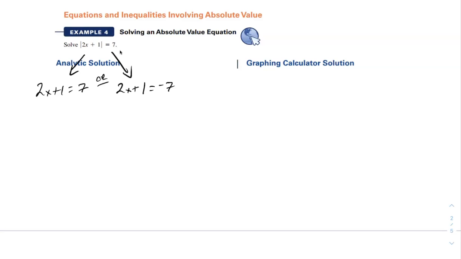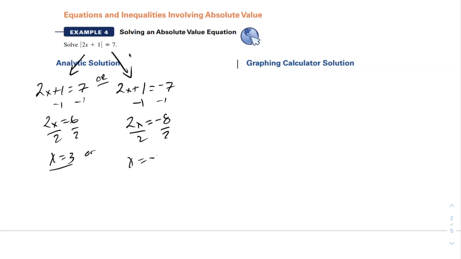So then you just solve each one separately. Subtract 1, 2x equals 6, divide by 2, x equals 3. Or solve this one: subtract 1, 2x equals -8, divide by 2, x equals -4. So you have two answers, x equals 3 or -4.